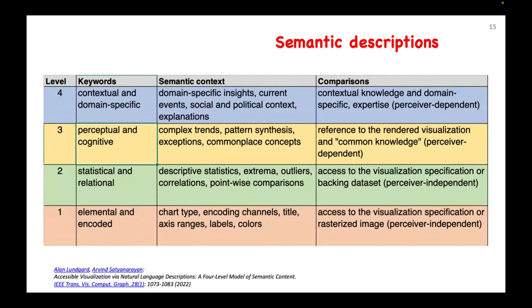So they have helpfully characterized things into 4 levels. The elemental encoded level, that's the chart type, the stuff that I just talked about with that long and confusing description. So you can see that is not very helpful to us. Statistical and relational, this is our descriptive statistics, extreme values, outliers, and so on. Perceptual and cognitive, so things about complex trends, pattern synthesis, and so on. And then the contextual and domain specific at the top. So domain specific insights, current events. So in other words, giving context.